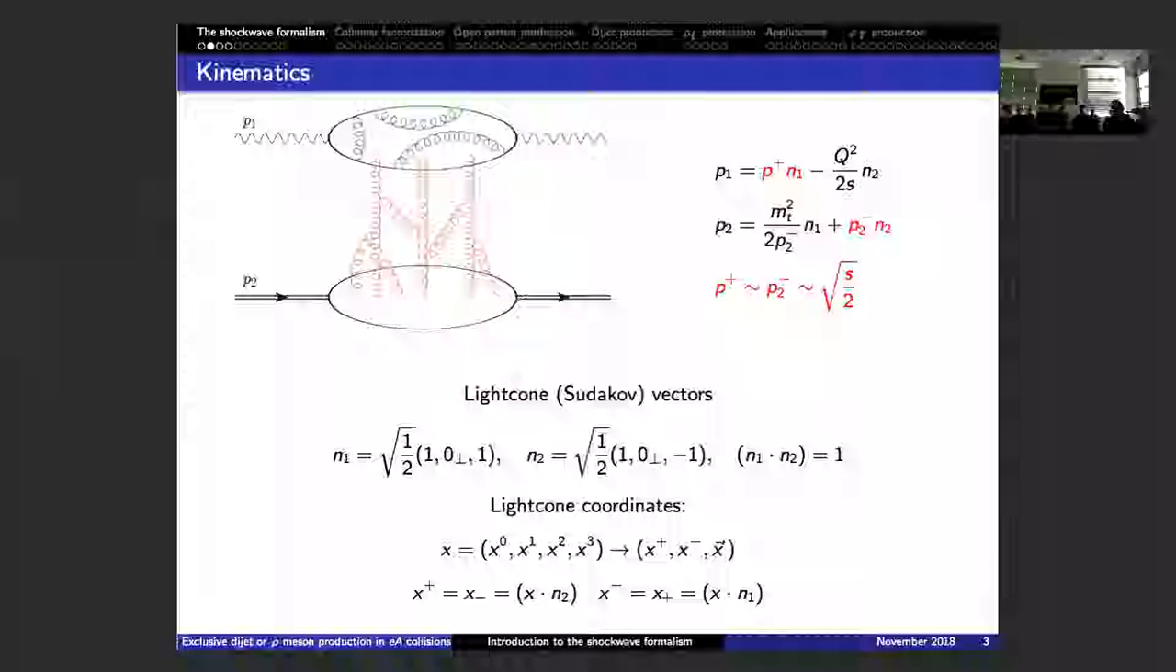So, okay, the shockwave framework is a pure small x framework, which is an extension of the FKL, basically. So the kinematics are a Regge type of kinematics. So for DIS, for example, I'll have this Q square for the photon, and then the center of mass energy here, S, is supposed to be very large, and so the hierarchy is Q square much lower than S. And this guy will carry a very large momentum around P plus, typically square root of S, and this guy around P minus, square root of S.